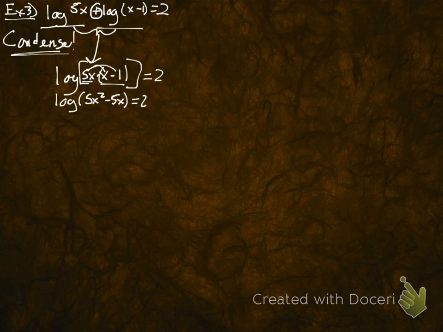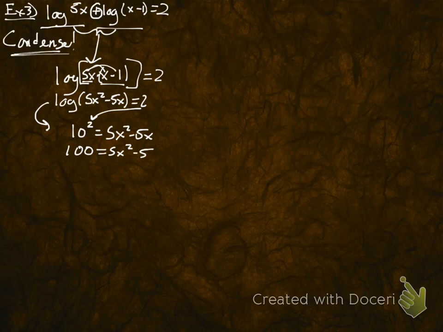Now I've successfully isolated the log and I'm ready to write it in exponential form. Since it's the common log, the base is 10, and we're squaring the 10, and that should be equal to 5x squared minus 5x. 10 squared is 100, so I have 100 equals 5x squared minus 5x, and we have a nice quadratic equation to solve.